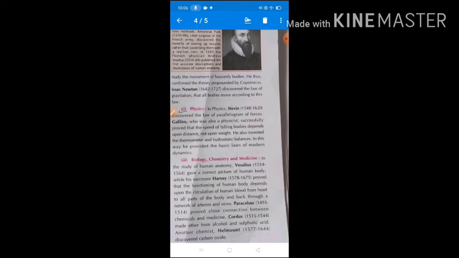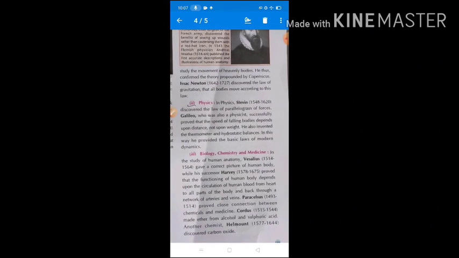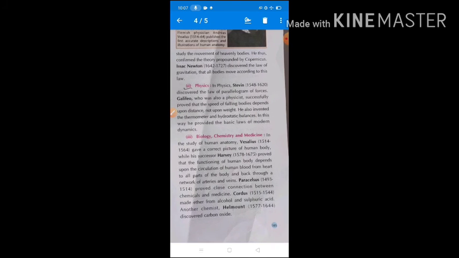Okay, now the Renaissance also gave important changes in the field of physics. In the field of physics, Stevin discovered the law of parallelogram of forces. Galileo, who was also a physicist, successfully proved that the speed of a falling body depends upon distance, not upon weight. Yes, he also invented the thermometer and hydrostatic balance. In this way, he provided the basic law of modern dynamics. So dear students, it also gave broad changes in the field of physics, and so many changes in the fields of biology, chemistry and medicine.